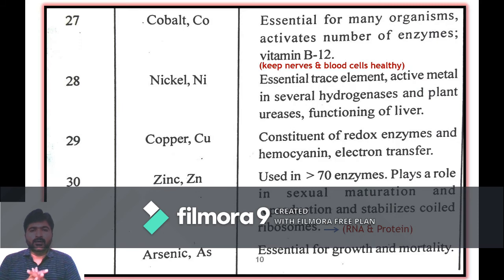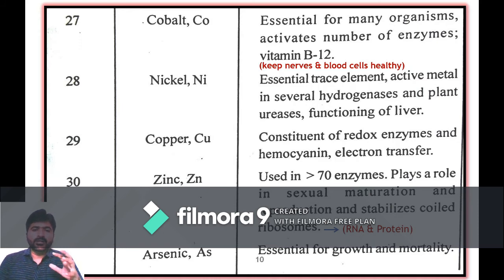Then nickel. Nickel is also an essential trace element, which is a very active metal in several hydrogenases and plant ureases. These are the enzymes which play their role in the body. Hydrogenase enzymes metabolize hydrogen and convert it into hydrogen gas. Similarly, urease metabolizes urea and converts it into CO2. These two enzymes are activated by nickel. Again, nickel is important in the functioning of the liver.